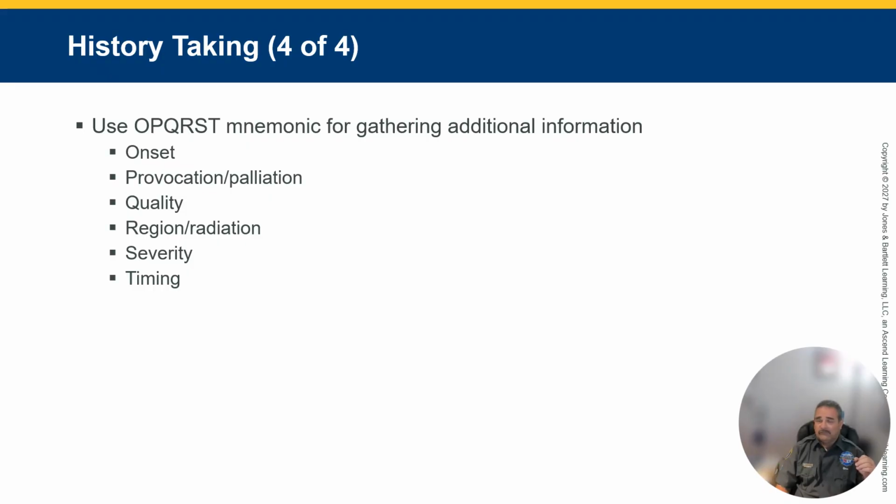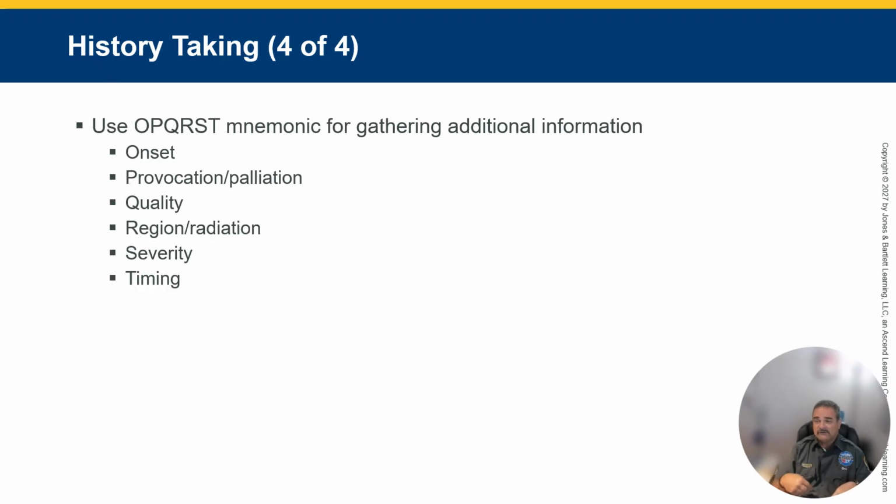Another good tool for any time that they have pain or respiratory difficulty: OPQRST. Onset: when did it start? Provocation or palliation: does anything make it better or worse? Quality: tell me about it, describe it to me. Let them describe the pain or the difficulty of breathing that they're having. If they're talking in short sentences, that's a problem. If they can't make complete sentences without breaking them, then they're really short of breath.